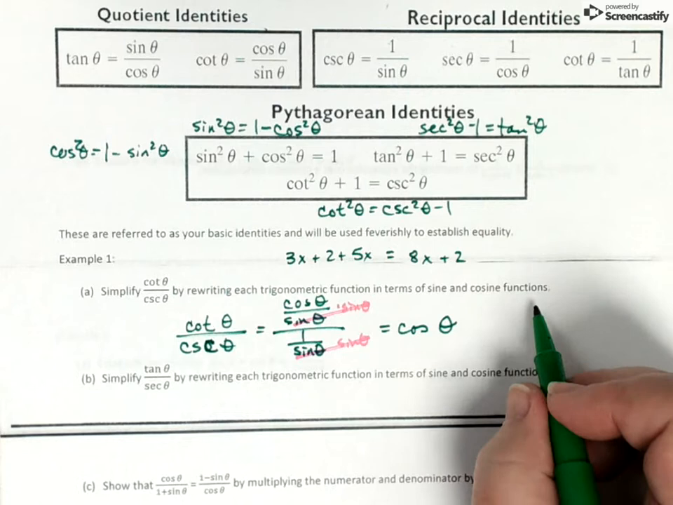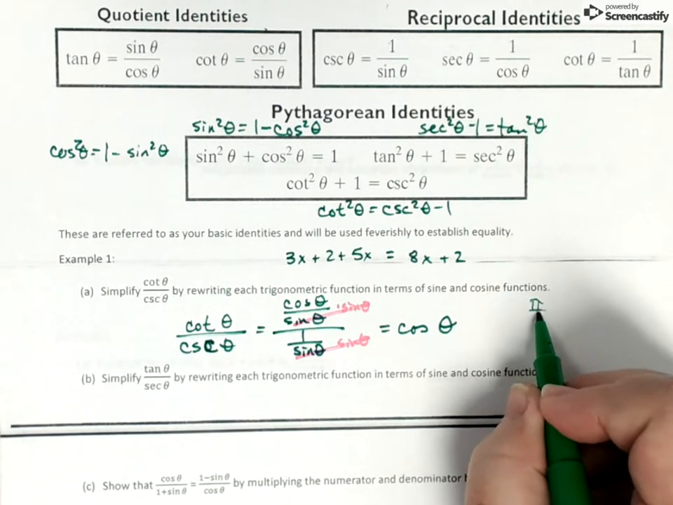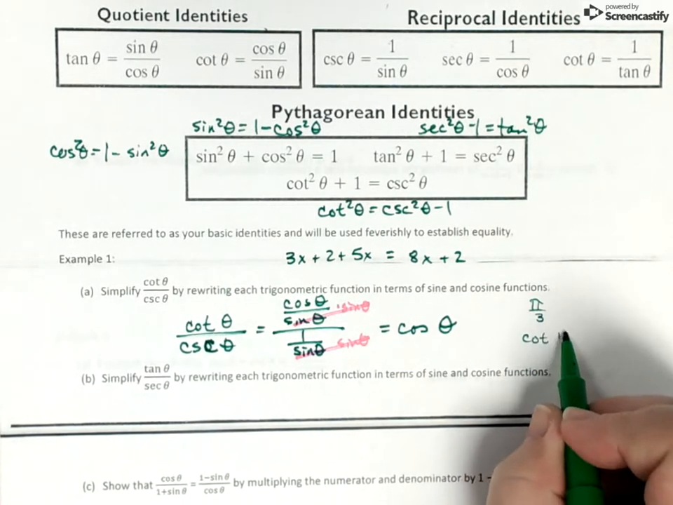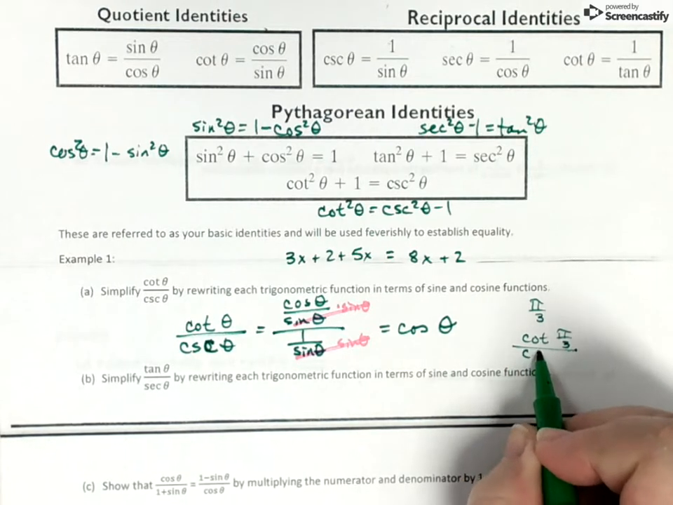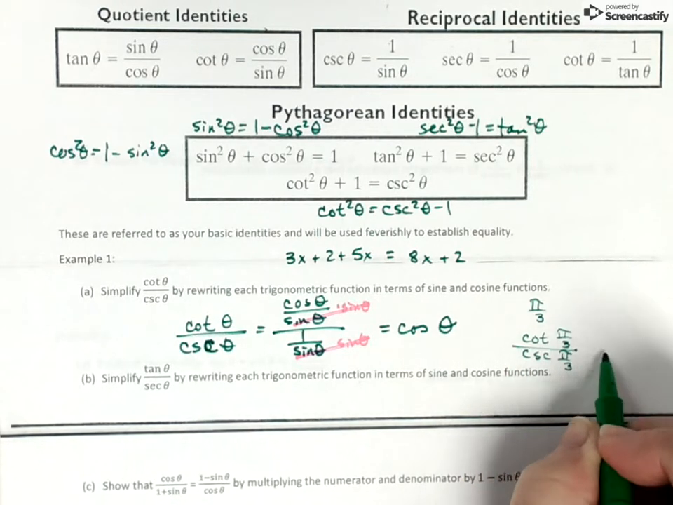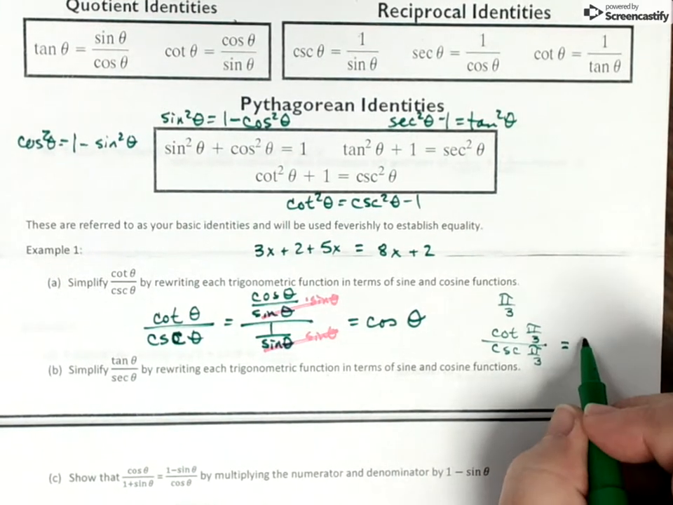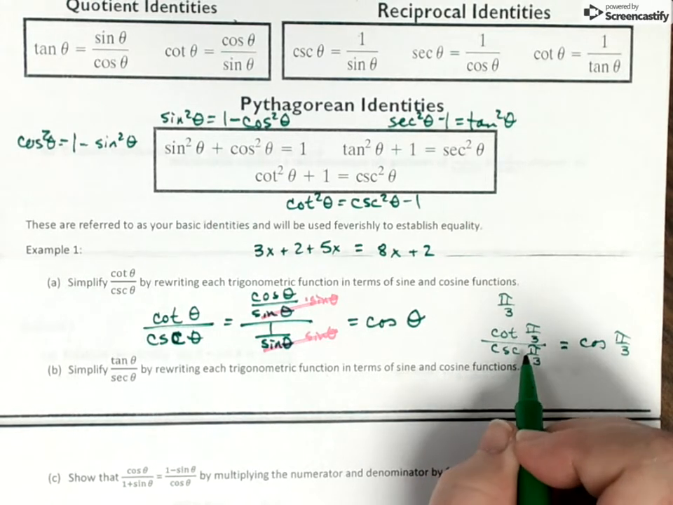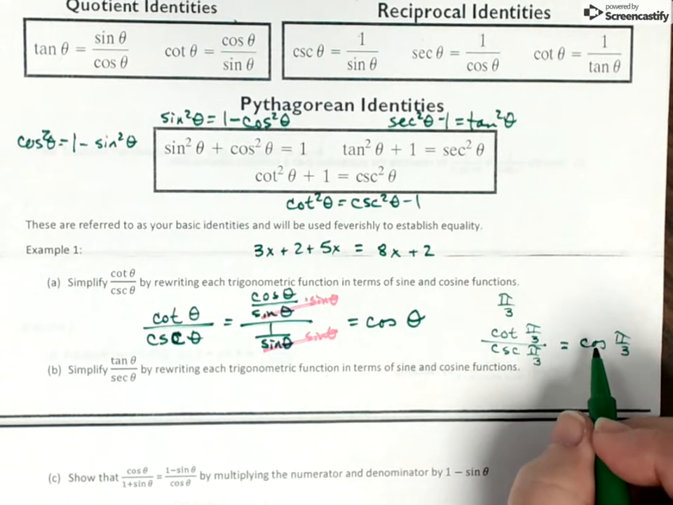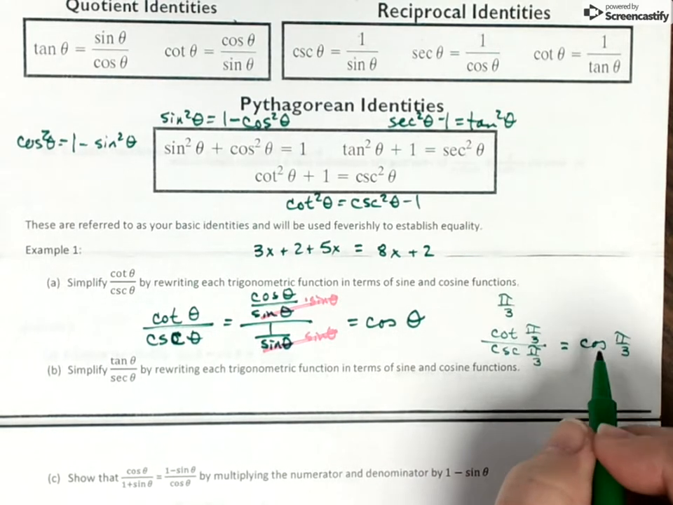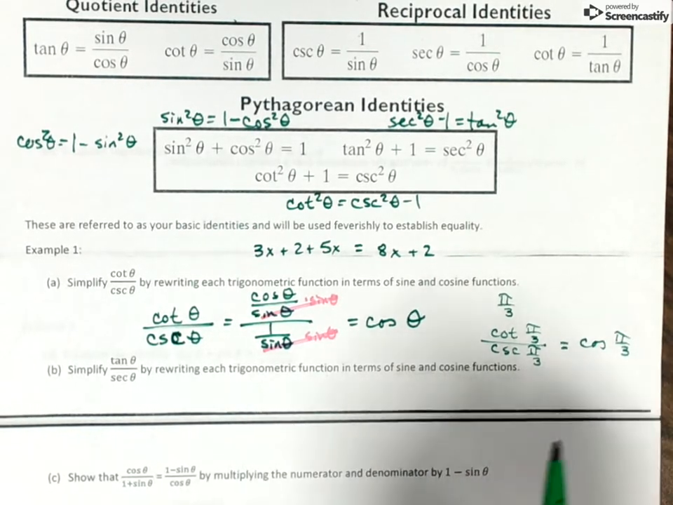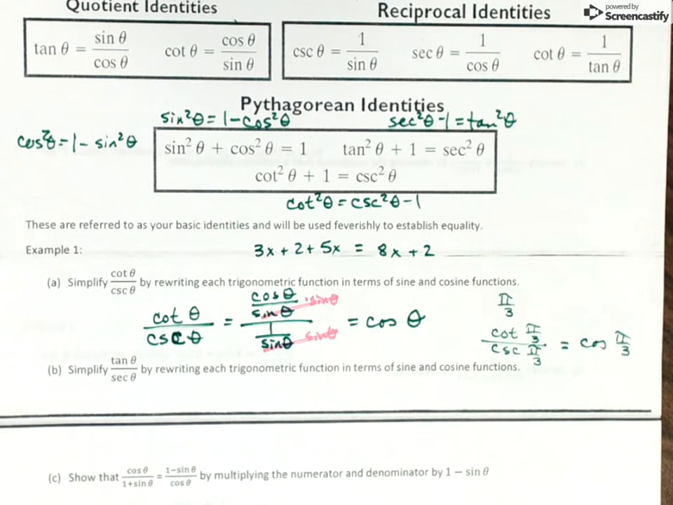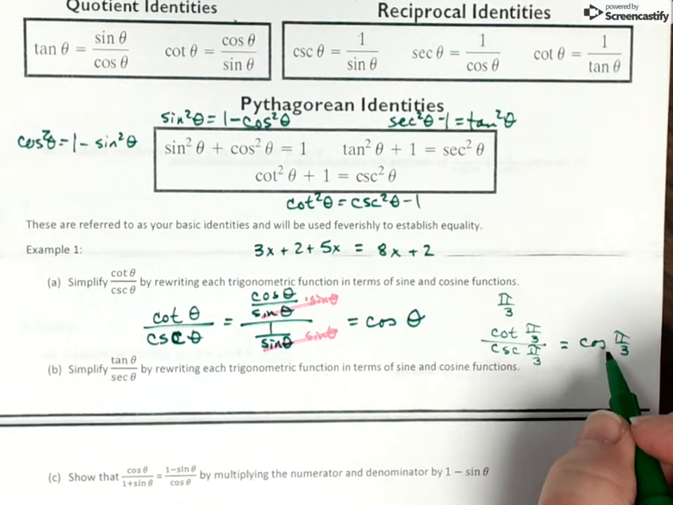Prove it to yourself. Take pi over 3. Find the cotangent of pi over 3. Find the cosecant of pi over 3. And you're going to find that that equals the cosine of pi over 3. This fraction is going to equal 1/2. Well, guess what? So does the cosine of pi over 3. Much easier to work it as cosine of pi over 3. So establishing identities is about proving that two sides of an equal sign are exactly the same thing so that we can use it later when solving gets more difficult.